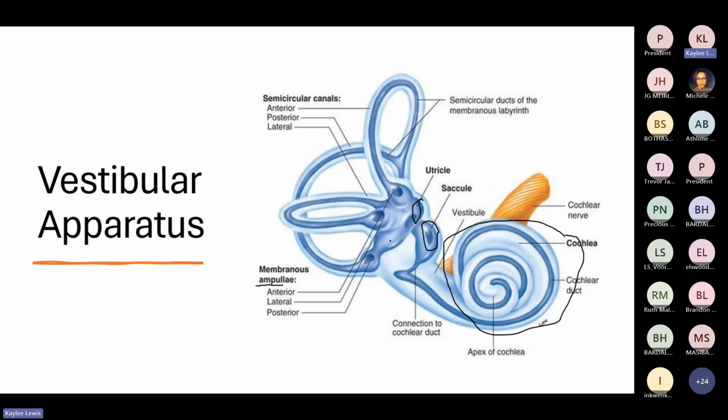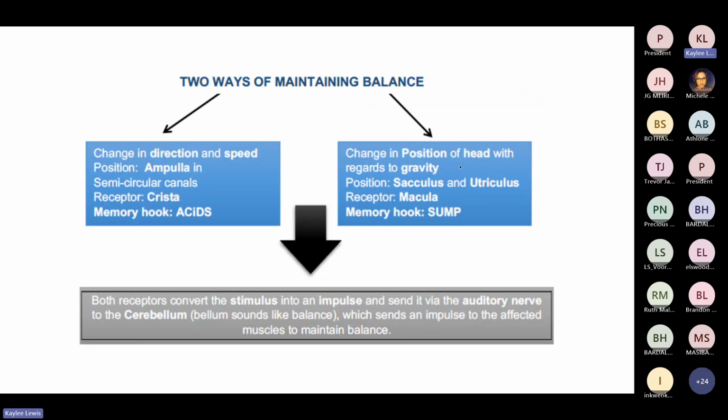And that will also go along the auditory nerve to what part of the brain? What part of the brain is involved in balance? Well, that's going to be the cerebellum. Okay, so let's quickly look at how we maintain balance. I know I'm going through this a bit quickly, but you should have been taught this already. So I'm just doing a quick recap so we can get into the questions.